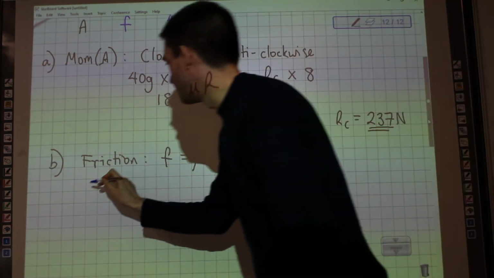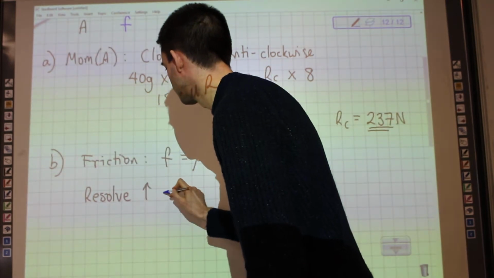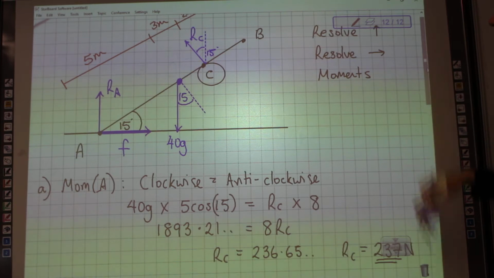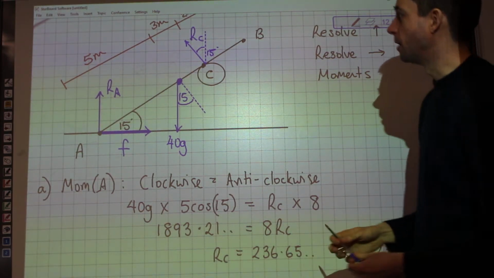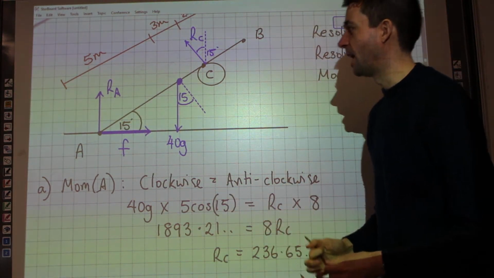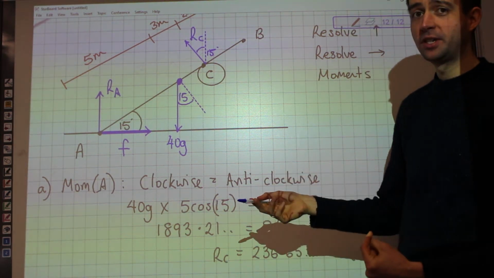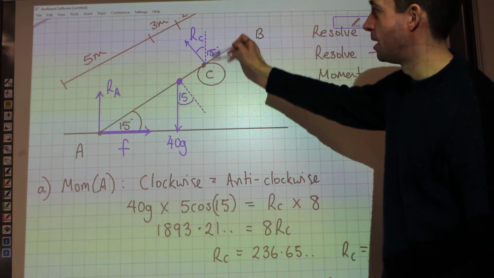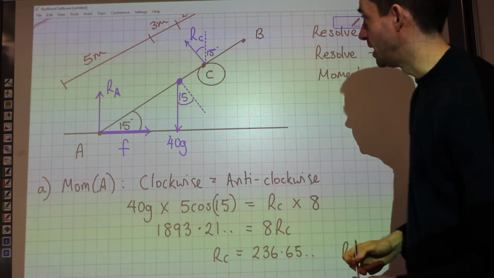So we're going to start off by resolving vertically, considering that all the forces acting up are going to be equal to all the forces acting down. And what tends to happen here is people go, oh, look, RA is acting up, 40G is acting down, so reaction at A must be 40G. Great. No. Here is where drawing the dashed line at the start comes into its own, because look, there is another force acting upwards, which is the vertical component of the reaction at C.